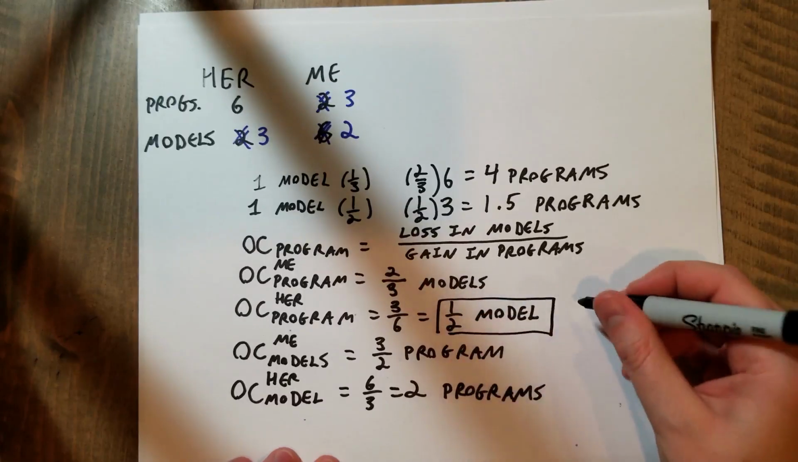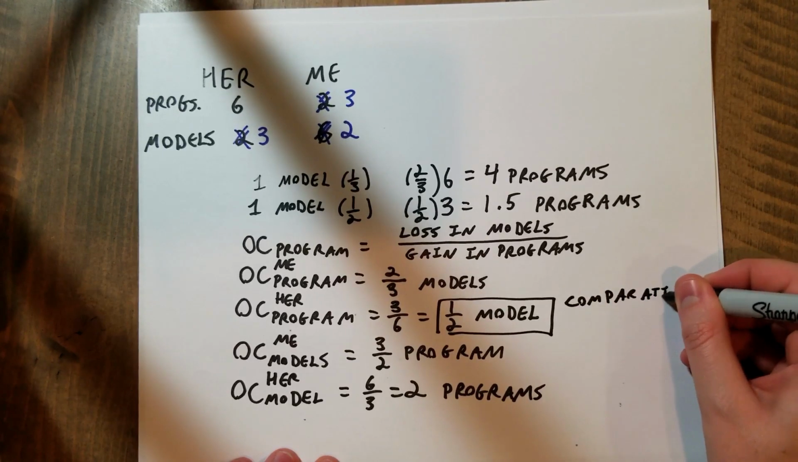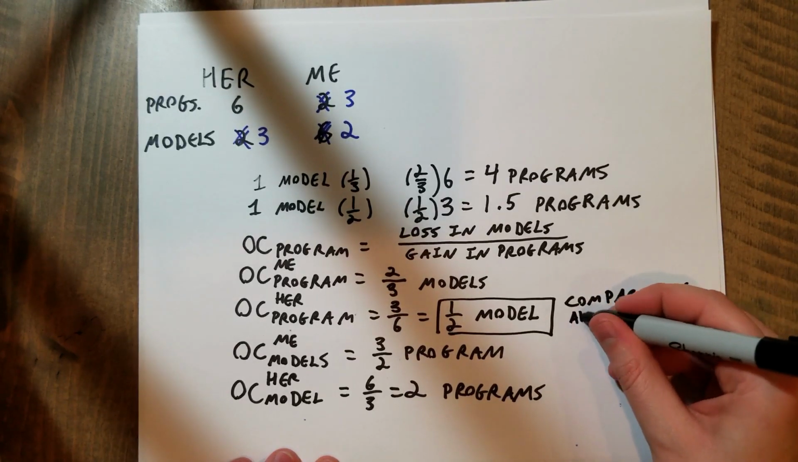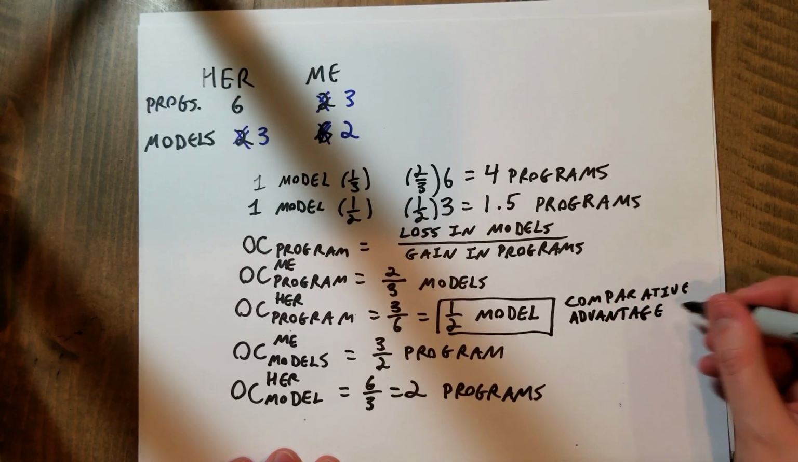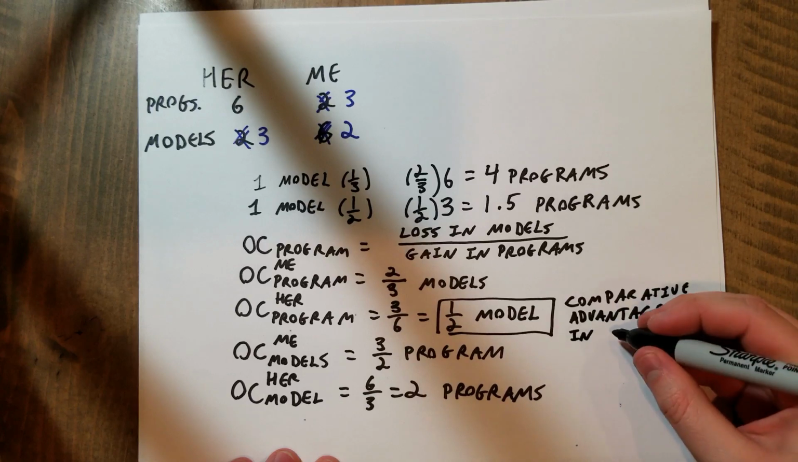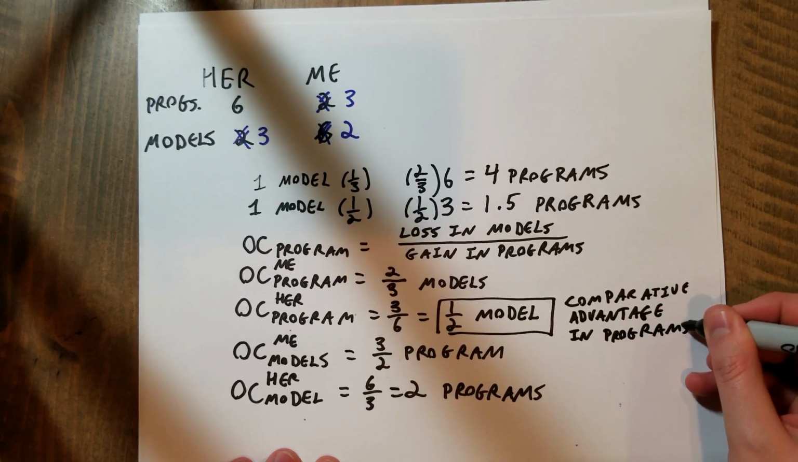And so let's look at these opportunity costs. The opportunity cost of producing a program for me is 2/3. The opportunity cost of producing a program is 1/2 for her. 1/2 is less than 2/3, and so she has the comparative advantage in programs. Now, again, that's not too surprising. We already determined that she was better at programs than me.